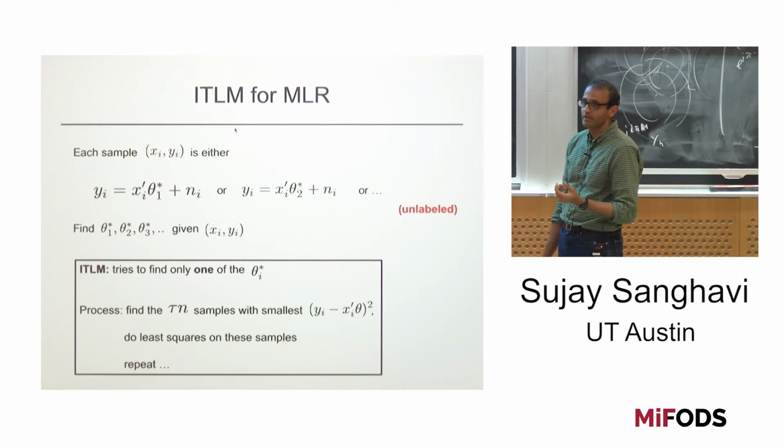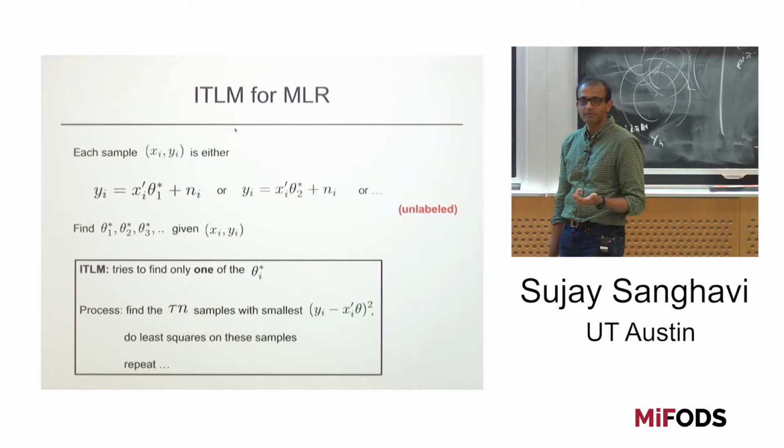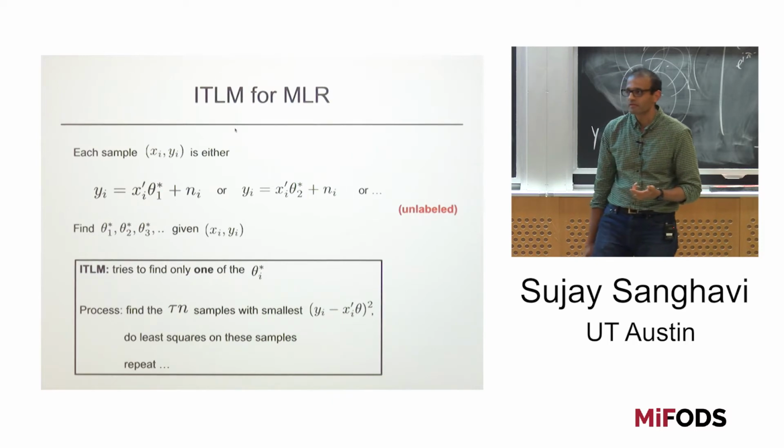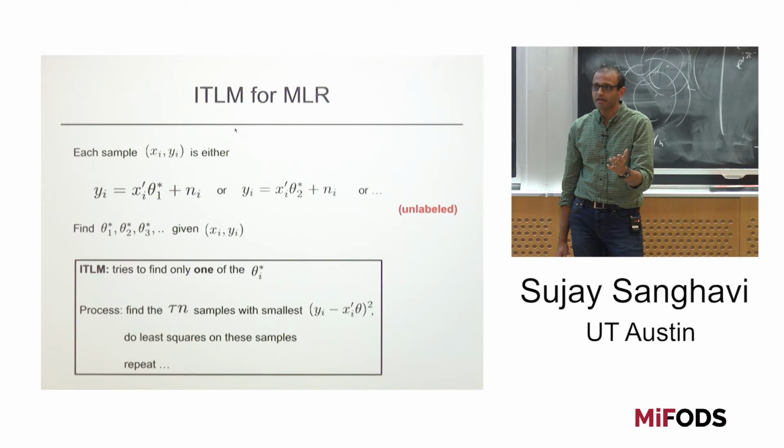So we need to fix a fraction that we care about. Let's say there's tau. So it finds the tau n samples with the lowest loss, and then does least squares on these, and then repeats. So the algorithm is I start from some theta 0, and then I keep iteratively updating it by finding the samples that are close by, and then refitting only on those samples.